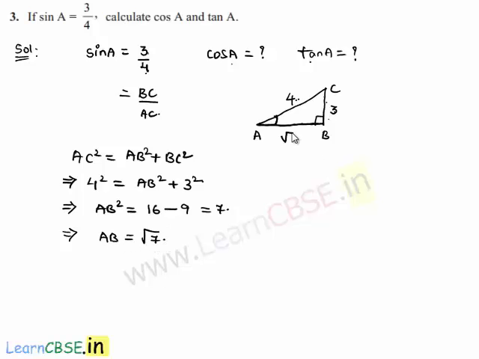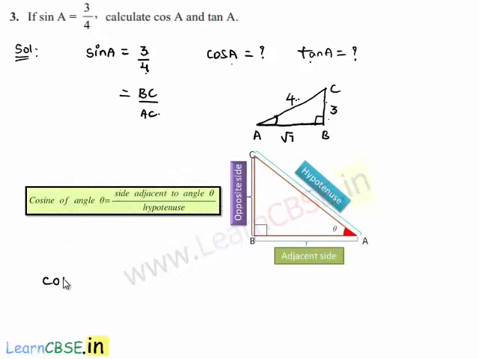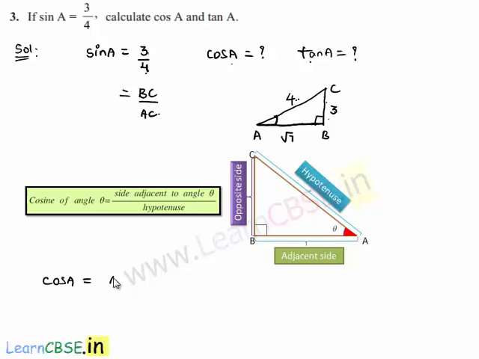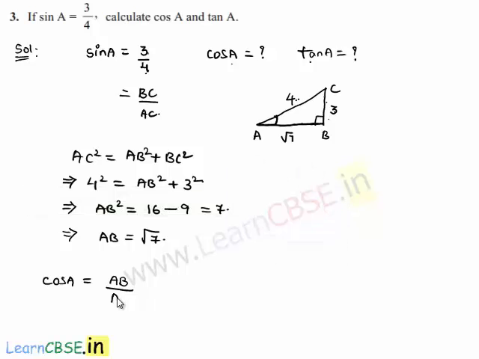Now we got the AB value as root 7. Now he asked us to find the value of cos A. We know that cos of an angle is equal to the ratio of its adjacent side to the hypotenuse. We get cos A is equal to, here the adjacent side to angle A is AB, by hypotenuse is AC, which is equal to AB, here we got it as root 7, by AC is 4.